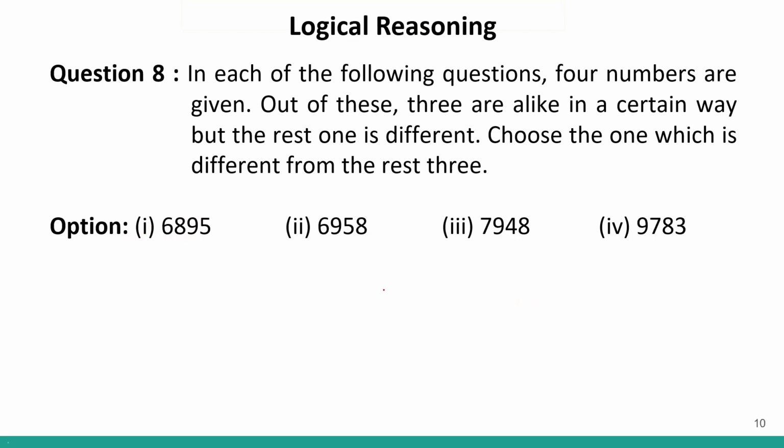Now, question number 8. Again, certain numbers are given to us and we have to find the odd one out. So let us take option number 1. I am adding these: 6 plus 8 plus 9 plus 5. So 6 plus 5 is 11, 11 plus 9 is 20 and 20 plus 8 will be 28. Option number 2: 6 plus 9 plus 5 plus 8. So 6 plus 5, 11, 11 plus 9, 20 and 20 plus 8, 28.